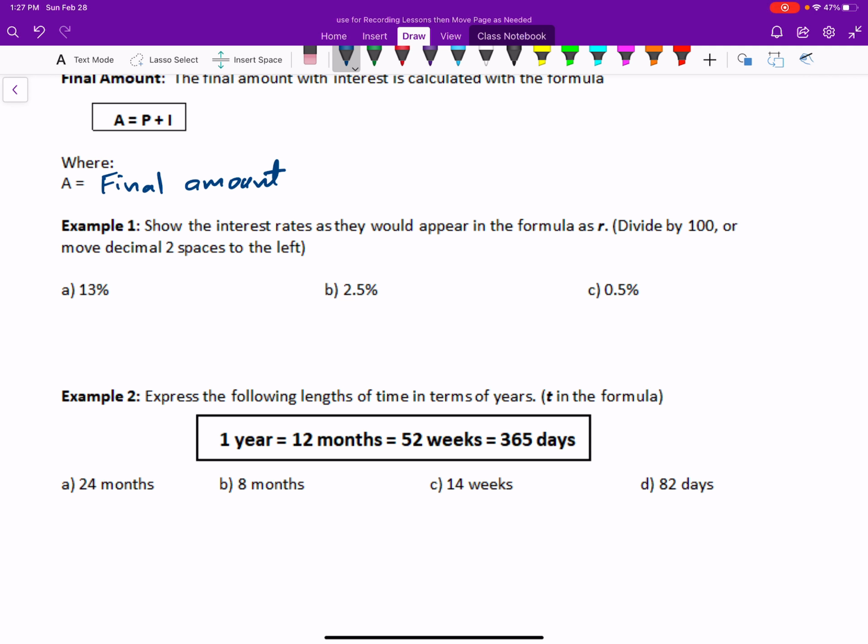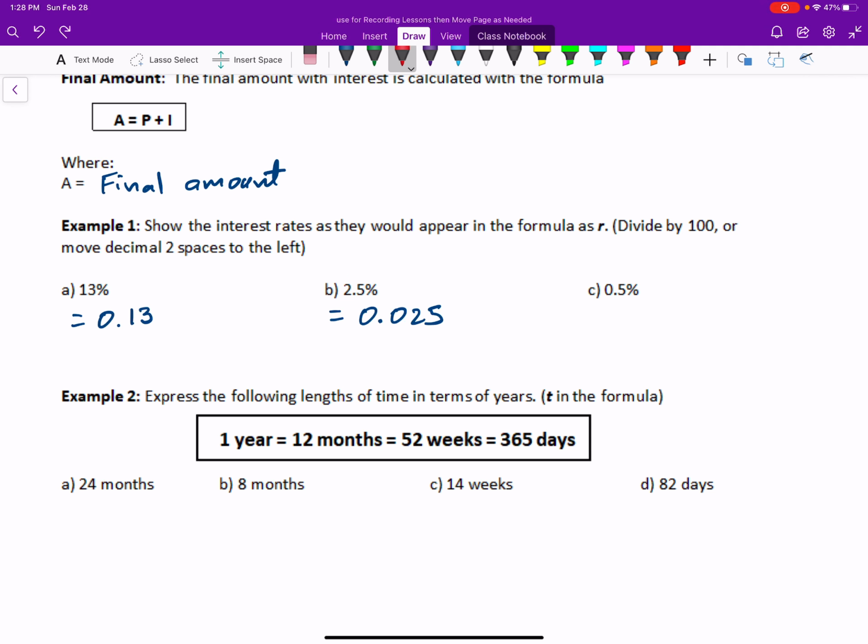Show the interest rates as they would appear in the formula for R. So we're just changing it to a decimal from a percent. For 13%, the easiest way is to move the decimal 2 places to the left, or you could divide by 100 on your calculator, but this is a basic mental math thing. 13% can be written as 0.13. And 2.5%, if I move the decimal 2 places to the left, would be 0.025. If I've got a single digit percent like this, I know there's a decimal after it. But if it's just 2%, there's always going to be a 0 in front of it before the decimal.